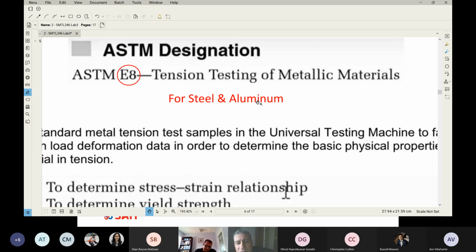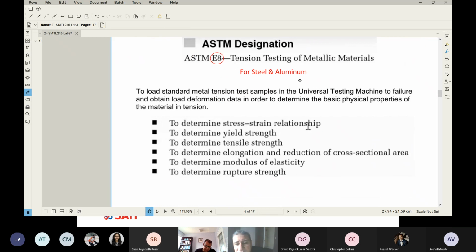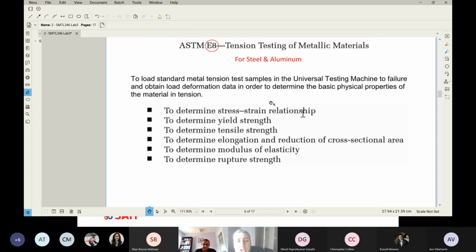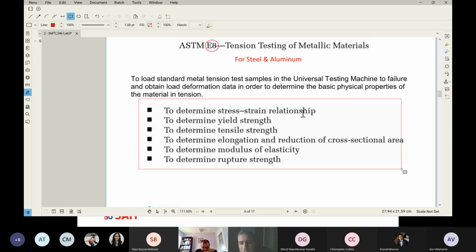Let me show you the objective of the test. We're not doing the test for the love of testing. We have an objective: to understand the behavior of the steel or the aluminum under tension. And through the test, we want to find a few things. I'm going to box them out for you.